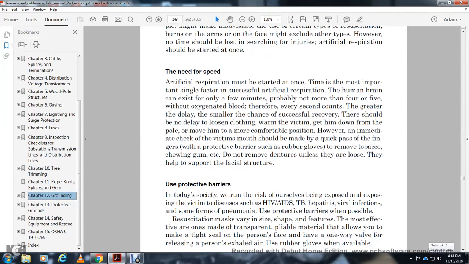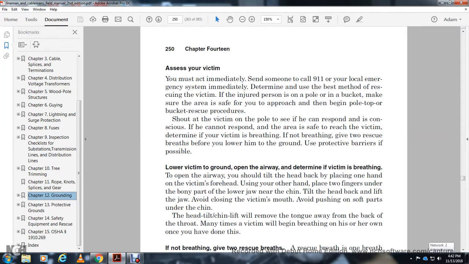Use protective barriers. In today's society, we run the risk of exposing the victim to disease, such as HIV and AIDS, TB, hepatitis virus infection, and some forms of pneumonia. Use protective barriers where possible. Resuscitation masks vary in size, shape, and features. The most effective ones are made of a transparent, pliable material that allows you to make a tight seal with the person's face, and have a one-way valve, allowing the person to exhale the air. Use rubber gloves when available.